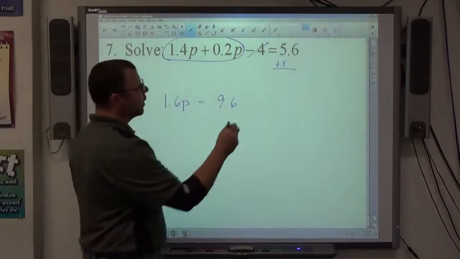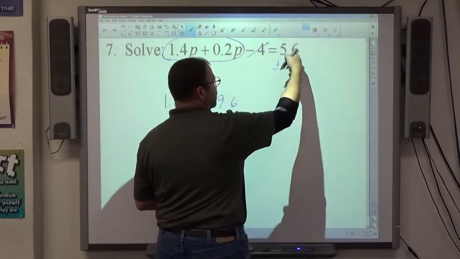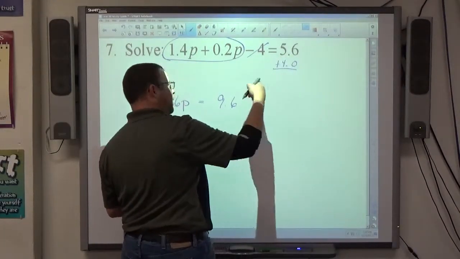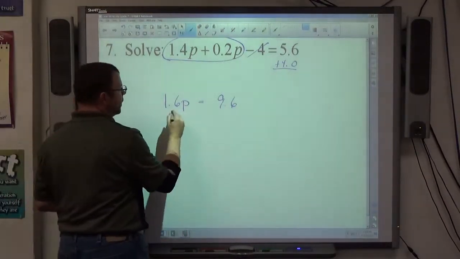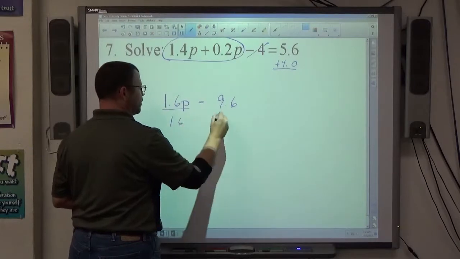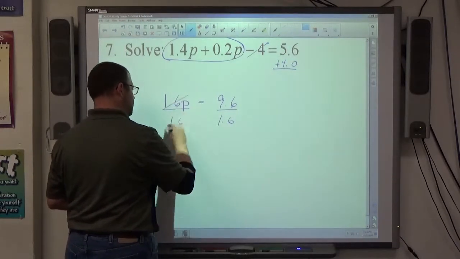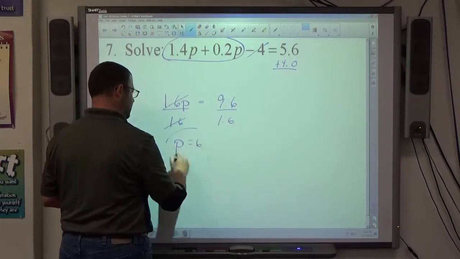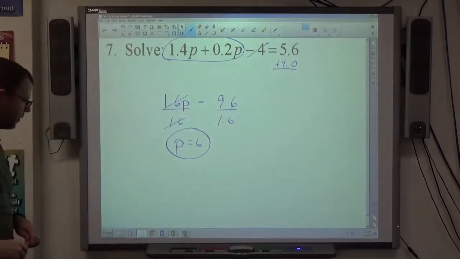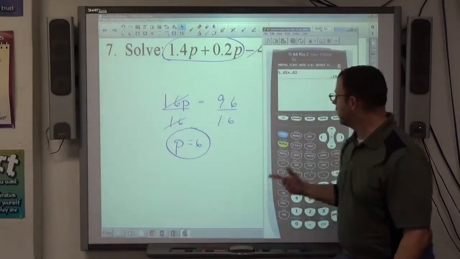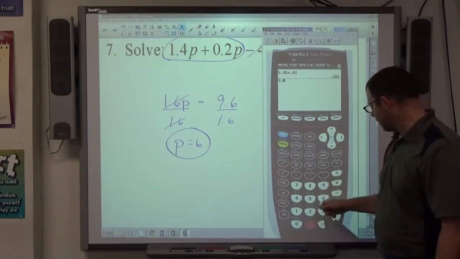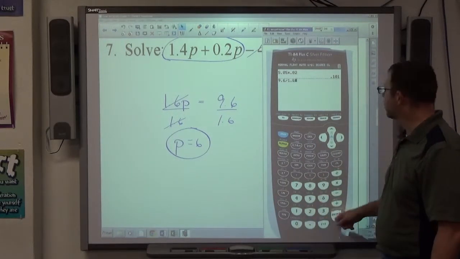This is 4.0 if you want to get really technical. 6 and 0 make 6, 5 and 4 make 9. The decimal point remains between. 1.6p is equal to 9.6. We divide by 1.6. Again, you're supposed to master division and multiplication of decimals in 5th, 6th, 7th grade. Again, if you're not comfortable with that, 9.6 divided by 1.6 equals.